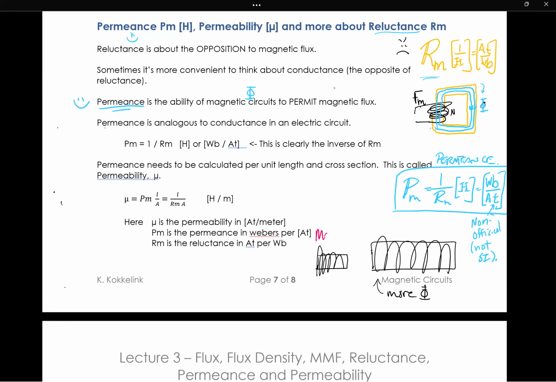So this is material A, and this is material B. And I want to say, is this one really more welcoming or is this one more welcoming? Is it more permeable or is this one more permeable? Because permeable means welcoming of that established magnetic flux. Well, I need to do this thing again called normalizing. And normalizing means I'm dividing by something. So in this case, I'm going to divide by the unit length.